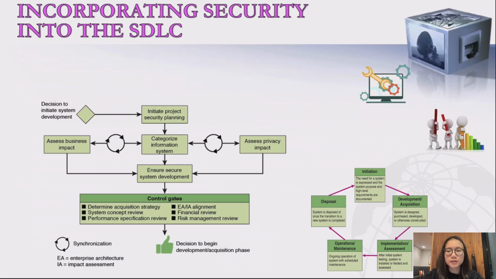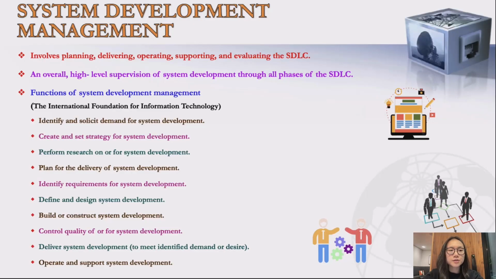The flowchart on this slide shows all the elements of security considerations applied during each phase of the system development lifecycle defined by the National Institute of Standards and Technology. And finally, we're going to introduce system development management. It involves planning, delivering, operating, supporting, and evaluating the system development lifecycle. Therefore, system development management is an overall high-level supervision of the system development through all the phases of the lifecycle.